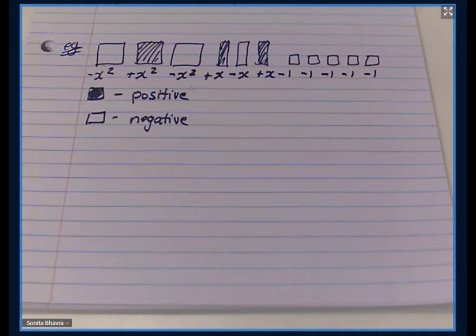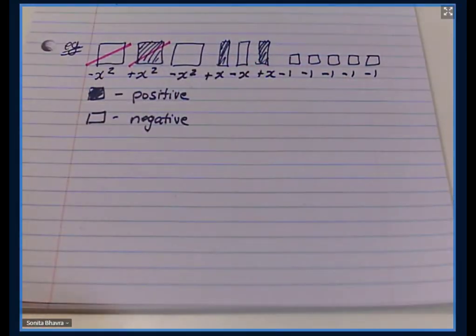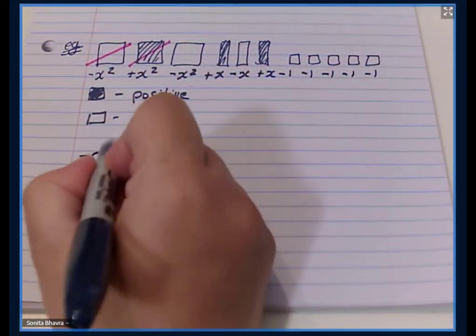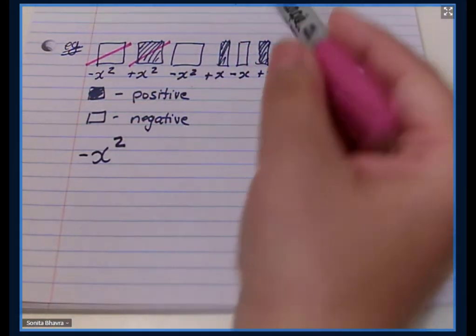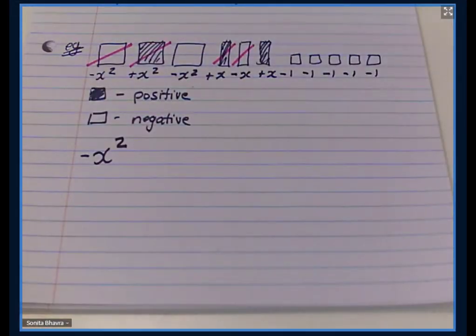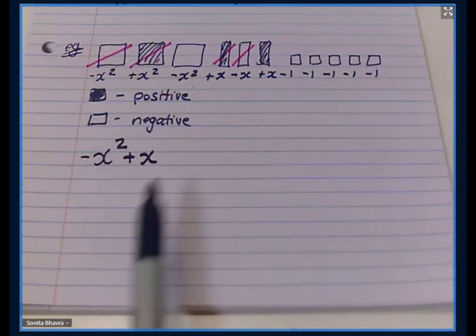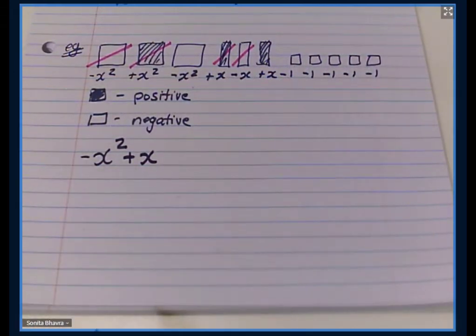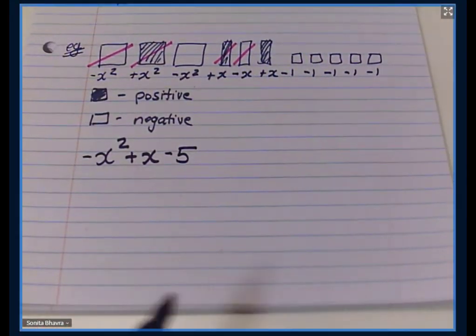The other method was if you have positive and negative tiles, they would cancel out. So here a negative and a positive would cancel out and leave me with a negative x squared. Here, a positive and a negative would cancel out. This would leave me with a positive x. And then we have 5 negative 1 tiles, so that would give me minus 5. All right, so our expression here is negative x squared plus x minus 5.